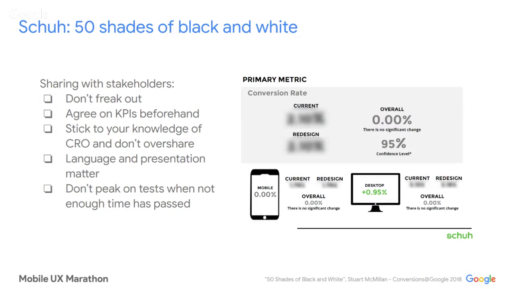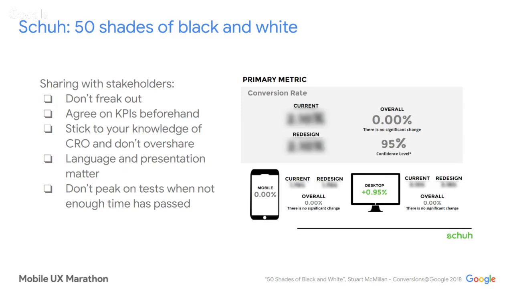His second lesson is to agree on KPIs beforehand, and they did, and they did pretty well. But then stick to your knowledge of CRO and don't overshare. When they started asking about it every time, for example, his boss would come and say, I need to know this stat, but maybe he didn't need to know, he wanted to know. And that's a major distinction.